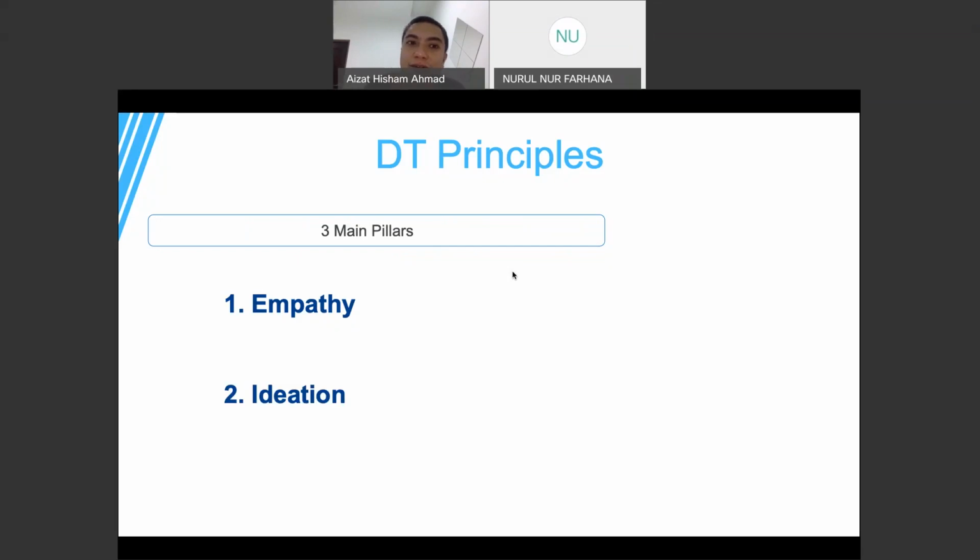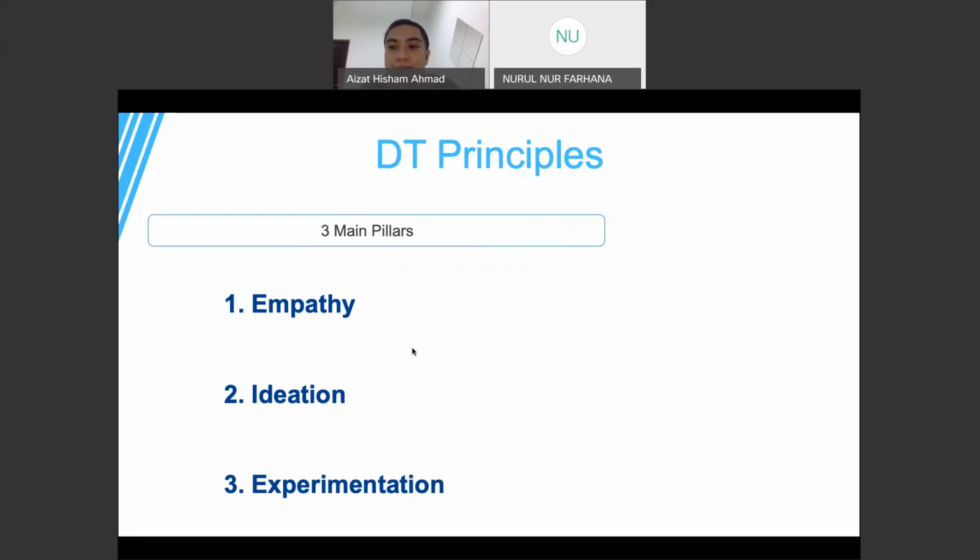Ideation. Okay, once you have empathized, once you have understood what is the issue, what is the actual problem, this is when you spark an idea. That is the ideation principle. And finally, experimentation. So just understand these three principles when you talk about design thinking. When you're thinking, you might not realize that you are actually doing design thinking, or thinking by design, but always have these three main pillars in your mind.